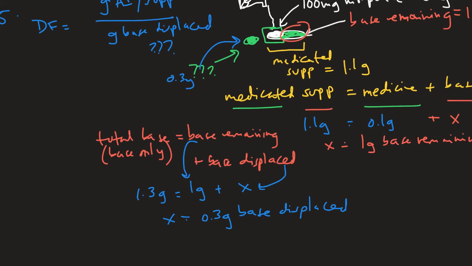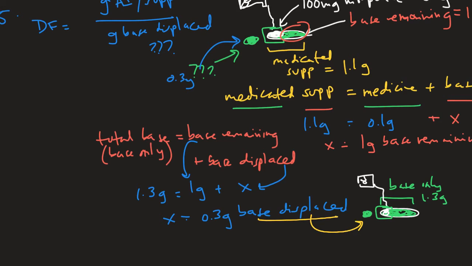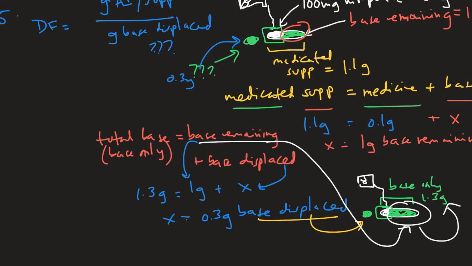And pictorially, one more time for the fans, here is your base. That's your base only. We know that was 1.3 grams. After we add the AI, it's going to displace this much, equivalent to how much the density and how much AI was there. So the total base is equivalent to the base displaced plus the base remaining right here.